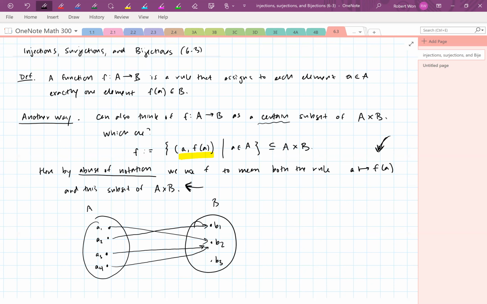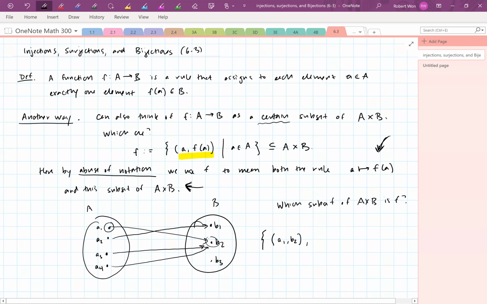So this is thinking of it as a rule. Well, which subset of A cross B is f? It's supposed to consist of ordered pairs where the first element is an element of A, and the second coordinate is f of a. So in this case, you could consider the subset containing A1 comma B2, because that's this element of A and f of it. It also contains A2 comma B1, A3 comma B2, and A4 comma B2.